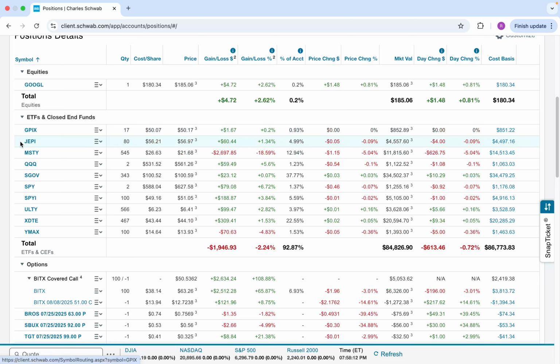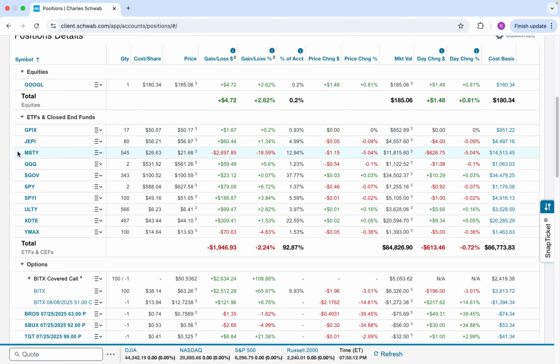Similar to GPIX is JEPI. A lot of people know about this one. This is a good one too as well for higher yield, but quote safe-ish, I guess. It's about 10 to 12% as well that it pays per month. I've got 80 shares of that.